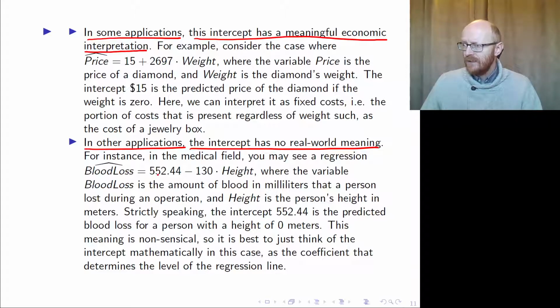Well, the 552 milliliters of blood loss is actually the expected average blood loss of a patient who has a weight of 0 kilos. So this is of course nonsensical. So it's better to think of the intercept on this occasion as a mathematical entity which helps you get a better fit to the data.